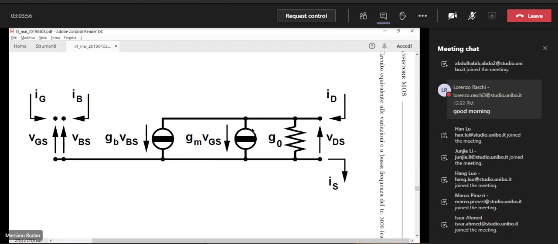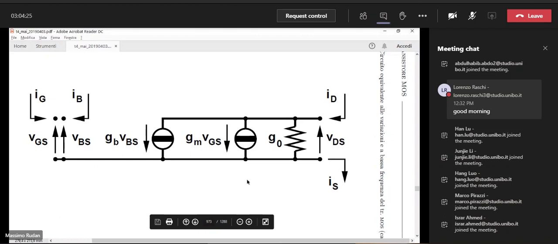Okay? There are no currents IG or IB because gate and bulk are open. On the other hand, they have voltages. So also in the variations, we have a small VGS voltage, that is the variation in the gate voltage, and a small VBS voltage, okay?